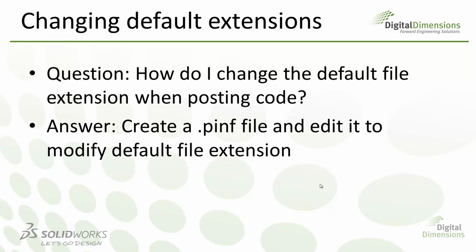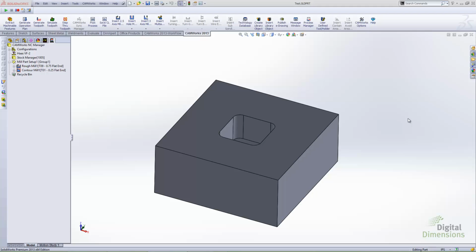Now I want to jump into the software and show you how this is done. We'll start up the software, and here I have a real basic part. For the simplicity of the post processor topic, I'm not going to get into really complicated parts. It really doesn't help in terms of showing you post processor things. I've generated just a couple of toolpaths here, and I'm going to show you what I mean by changing the default file extension when you're posting code.